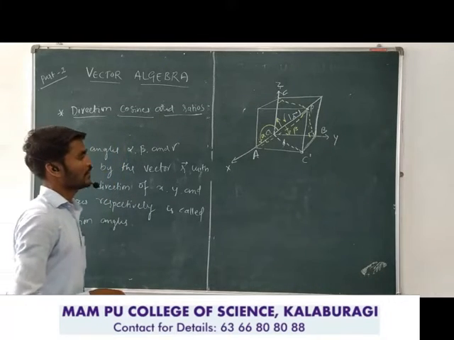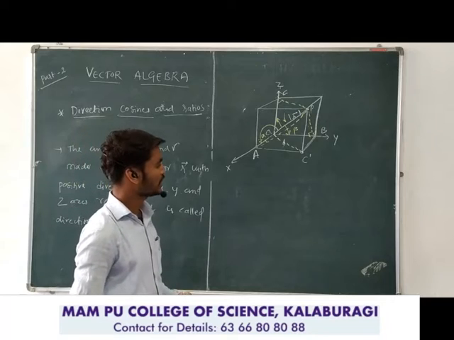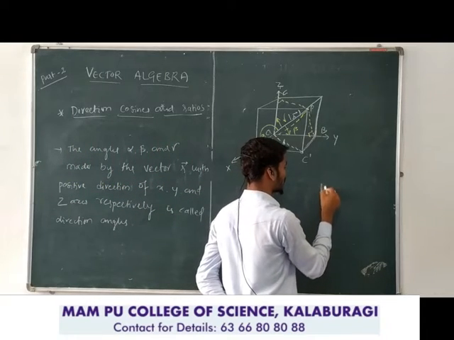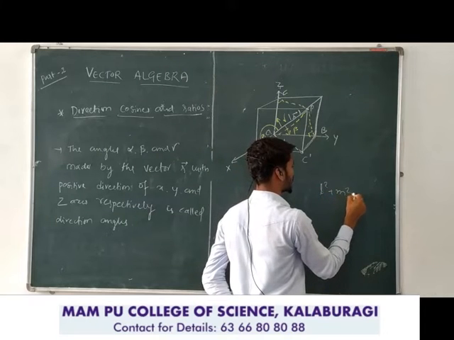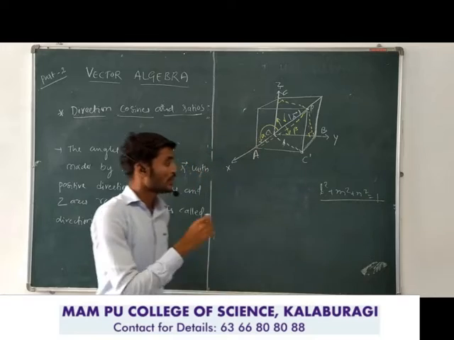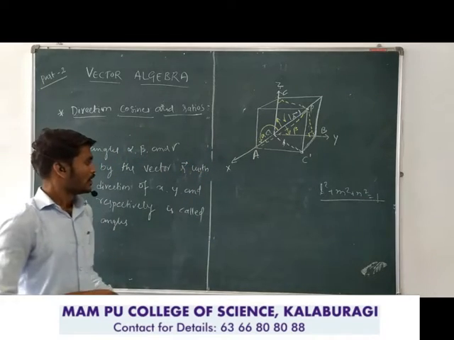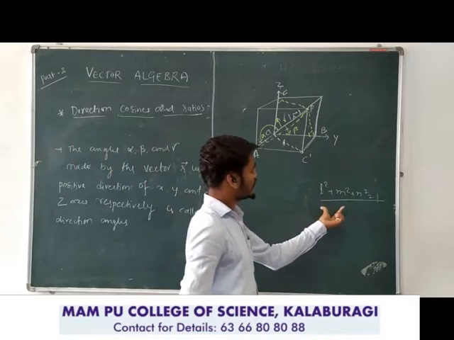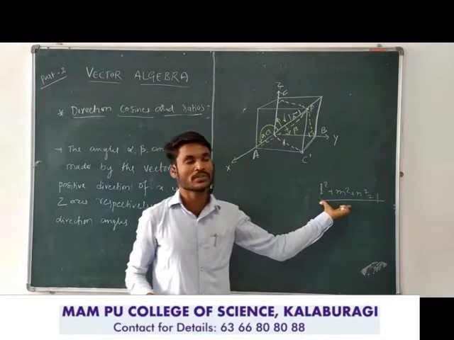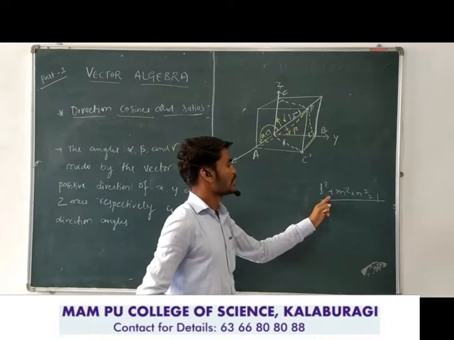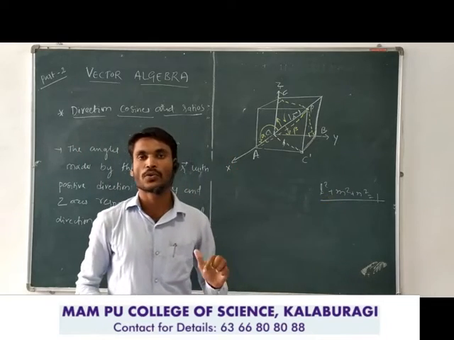So here, finally we are going to find the equation, that is L square plus M square plus N square is equal to 1. We are going to prove this equation. Our goal is to prove that L square plus M square plus N square is equal to 1.